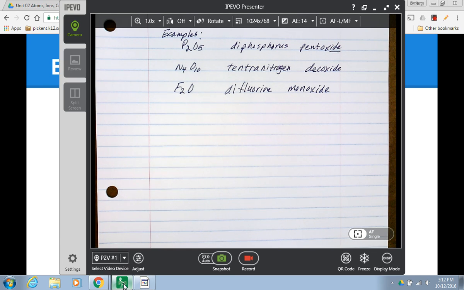Now let's go the other way. It's pretty easy to go from the name back to the formula as well. So we did formula to name. Now we're going to go from name back to formula here, all right? So let's take a look at a few of these.